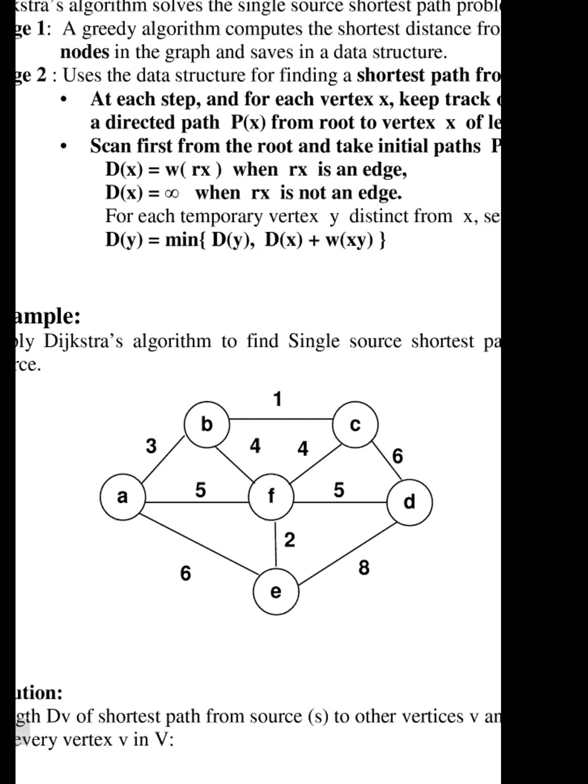But using this algorithm, we cannot find the shortest path between any pair of vertices. That is not possible. Using this algorithm, we cannot find the shortest path between any intermediate vertices. Suppose I want to find the shortest path between B and D. Not possible using Dijkstra. For Dijkstra, we must know the source vertex. Only if you know the source can you find the shortest path.